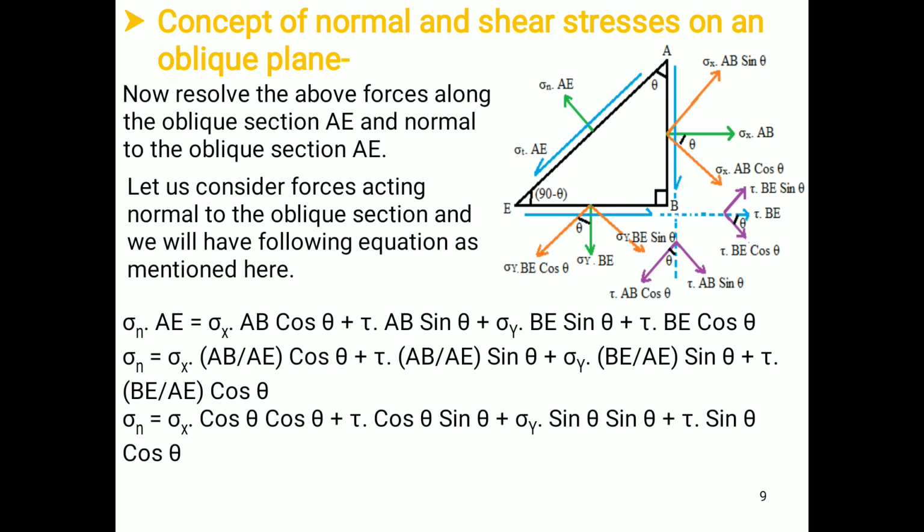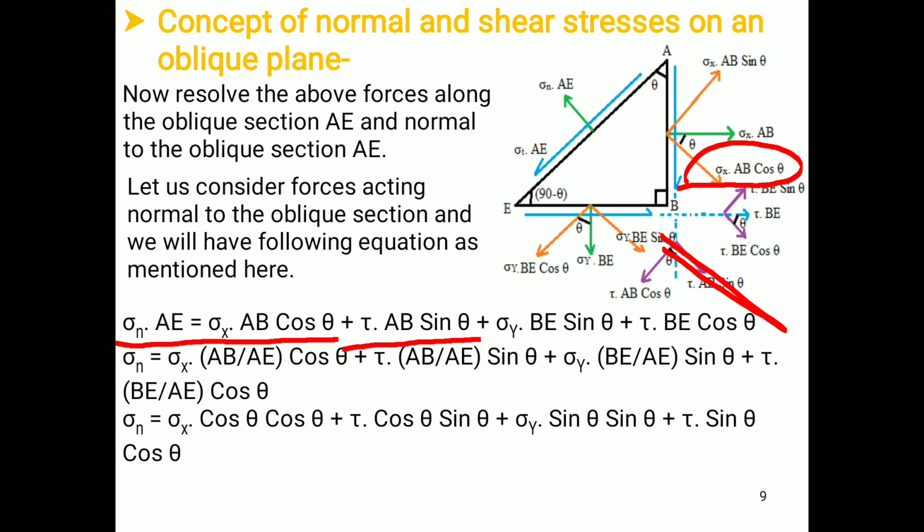We have to make the algebraic sum of all those forces. Therefore sigma n AE is the first force, and that force is equal to the algebraic sum of all the forces which are acting along this direction. Therefore we have sigma n AE is equal to sigma x AB cos theta. So this is sigma x AB cos theta, this force. Is it okay? Plus tau AB sin theta. Now we have resolved this particular force, tau AB sin theta.